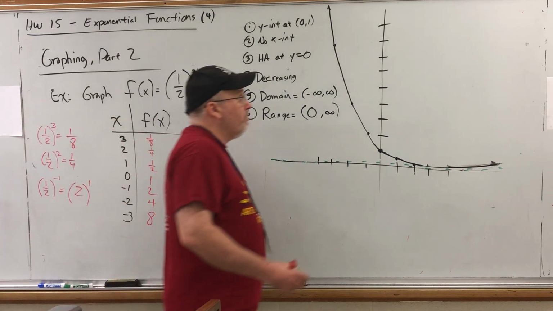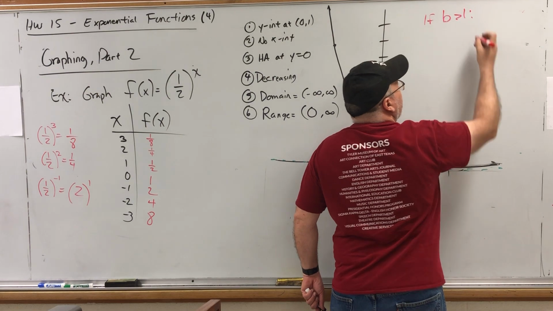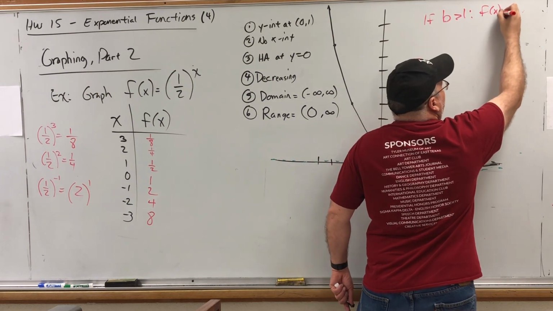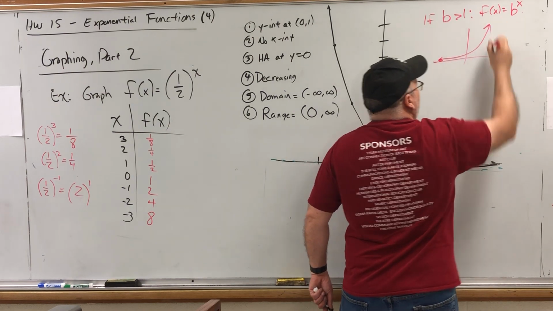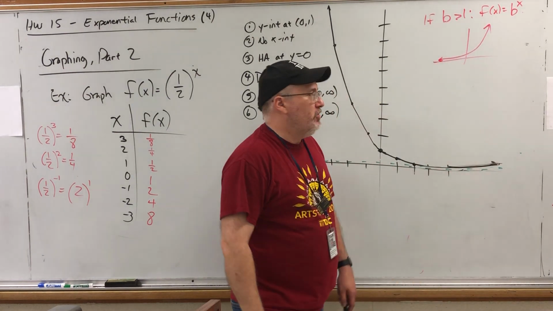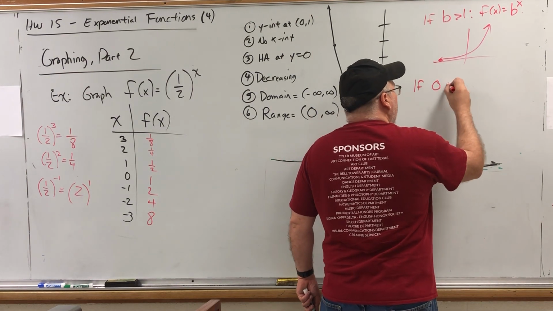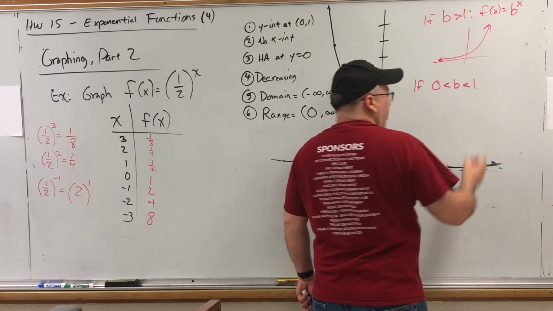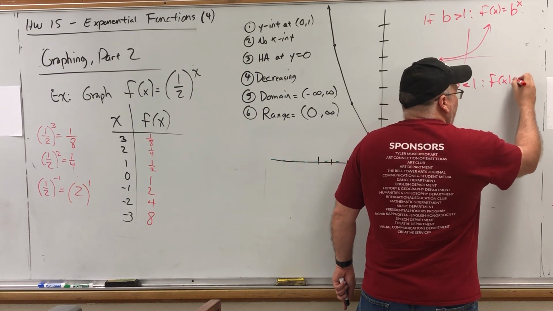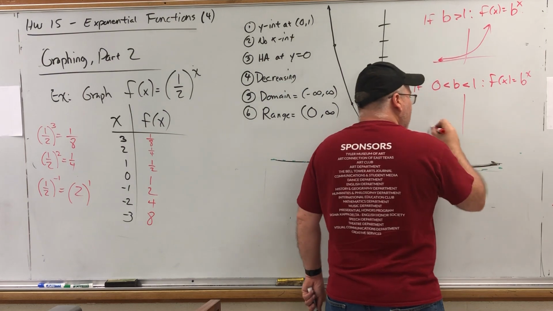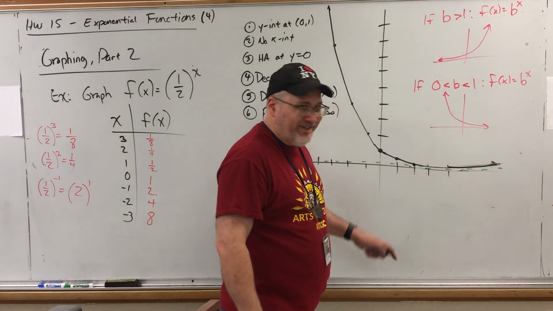In general, if your base is greater than 1, then the function f of x equals b to the x is the one that's increasing. This is called exponential growth. And if your base is between 0 and 1, so it's positive but it's less than 1, then your function f of x equals b to the x is the one that starts high and gets low. This is called exponential decay.